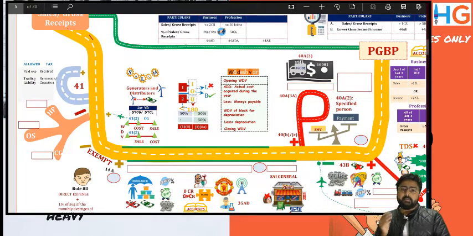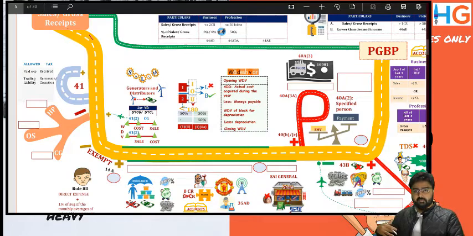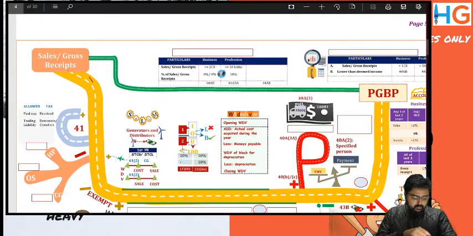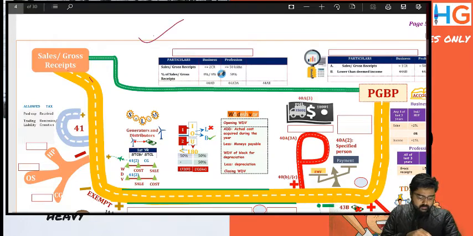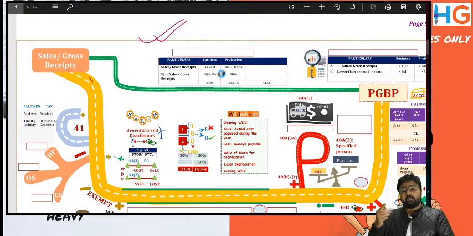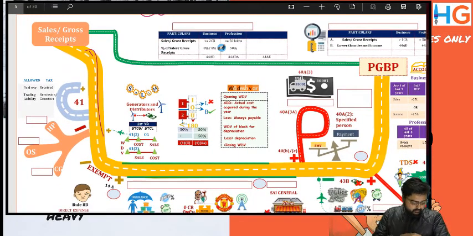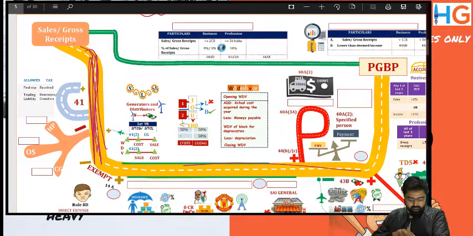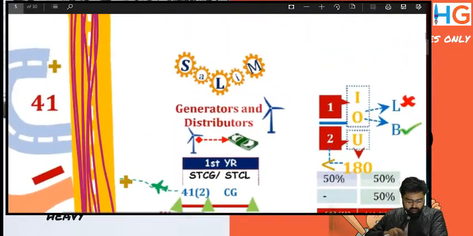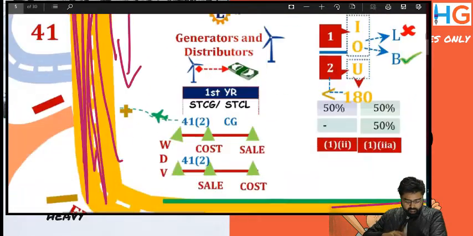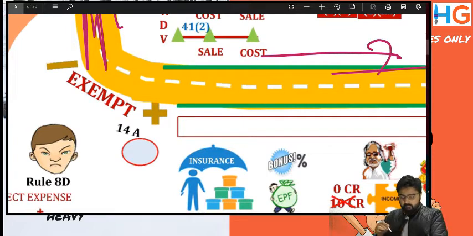When you solve a PGBP problem, you get a profit and loss account, and beneath that, you get all the adjustments. This chart is based on the question. On the credit side, you will see incomes. On the debit side, you'll see expenses. This line is income, and this line is expense.